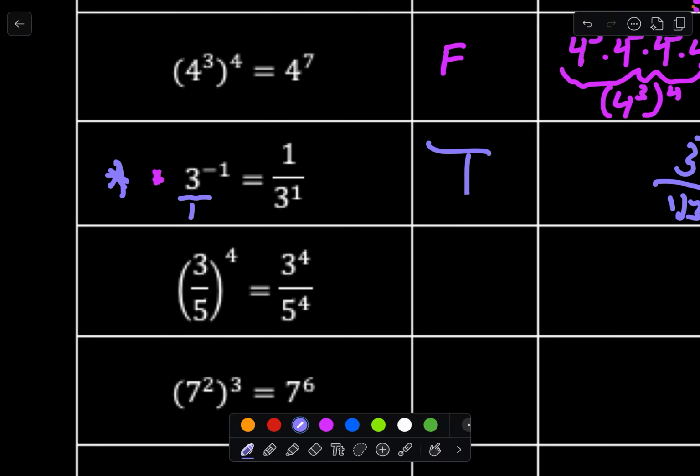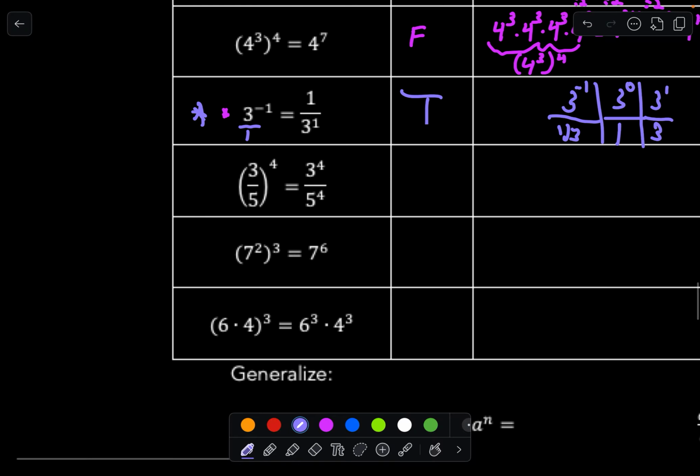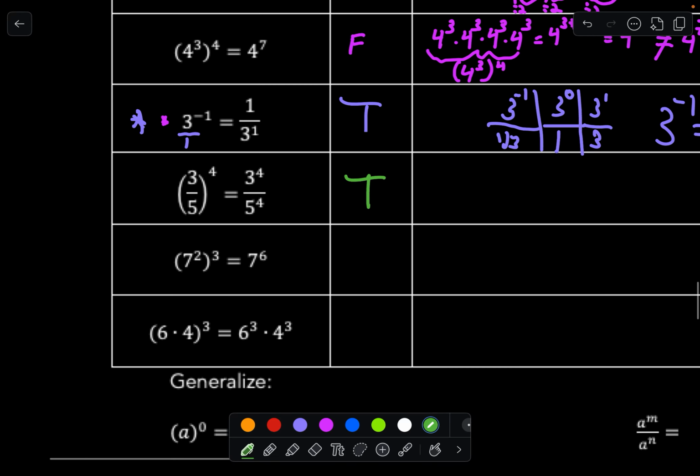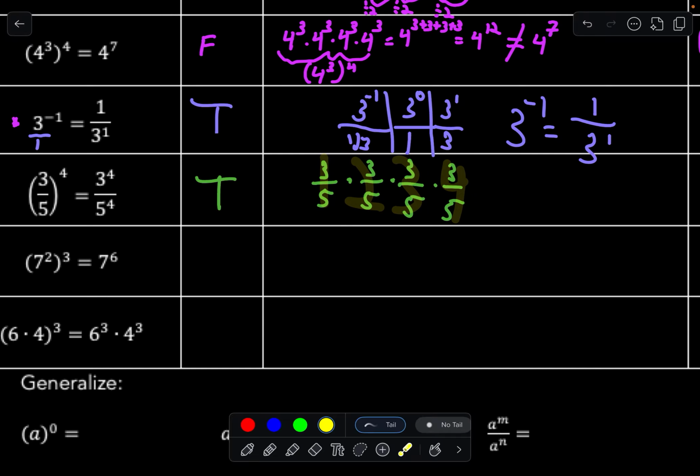All right. So the next statement is 3/5 raised to the 4th power equal to 3 to the 4th over 5 to the 4th. Well, again, I know this rule. This rule is true, and I'll show you why. Because 3/5 to the 4th power literally is 3/5 times 3/5 times 3/5 times 3/5. We multiply 3/5, 1, 2, 3, 4 times.